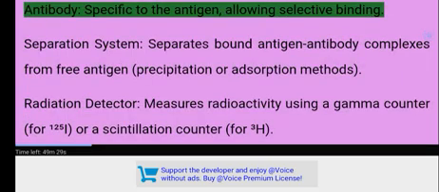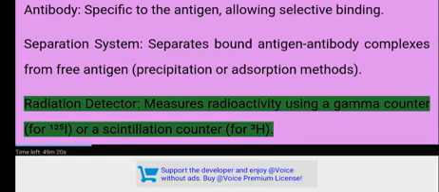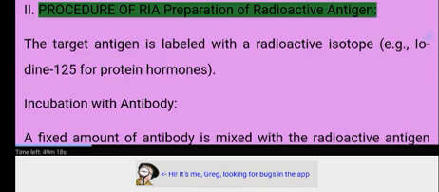Antibody, specific to the antigen, allowing selective binding. Separation system, separates bound antigen-antibody complexes from free antigen by precipitation or adsorption methods. Radiation detector, measures radioactivity using a gamma counter for iodine-125 or a scintillation counter for tritium (3H).